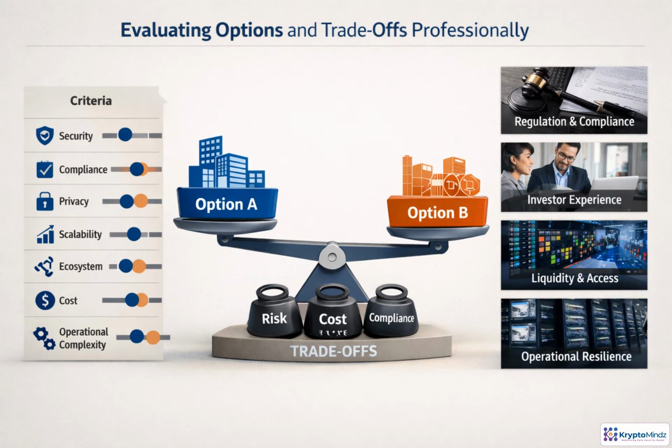Professional architecture decisions are not beauty contests between technologies. They are structured choices under constraints. For each option, compare security, compliance fit, privacy, scalability, ecosystem maturity, cost, and operational complexity. Then connect those factors to business outcomes, such as investor experience, liquidity access, and resilience. Most importantly, name the trade-off. If one option reduces cost but increases control risk, executives need to see that clearly before approving it.